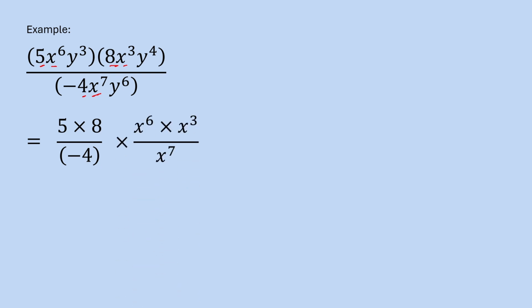So we can see here x⁶ multiplied with x³ divided by x⁷. Now in this example, all the remaining values have the same base, y here and y here. So we will separate those as well. We can write it like this: y³ multiplied with y⁴ divided by y⁶. Here we can divide 8 by 4, so the answer is 2, and here the negative value, so negative 5 times 2.